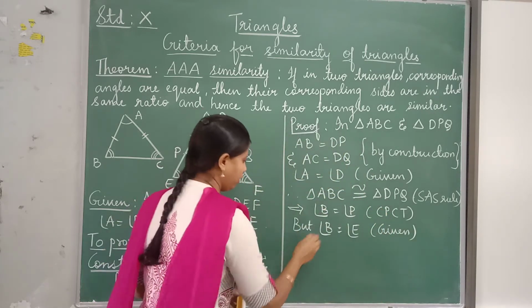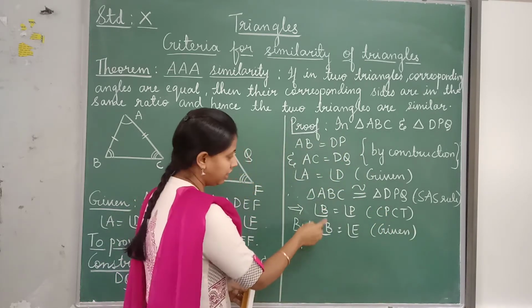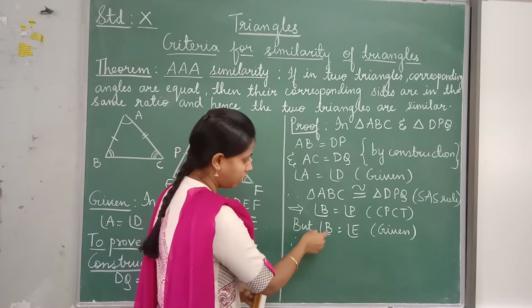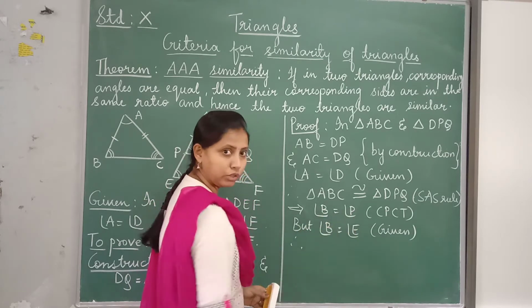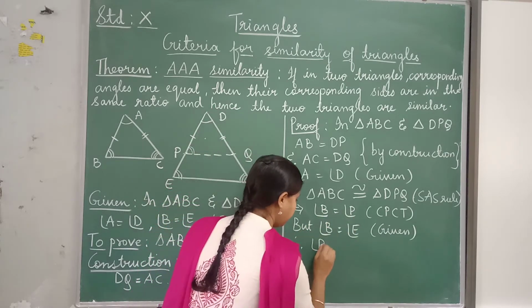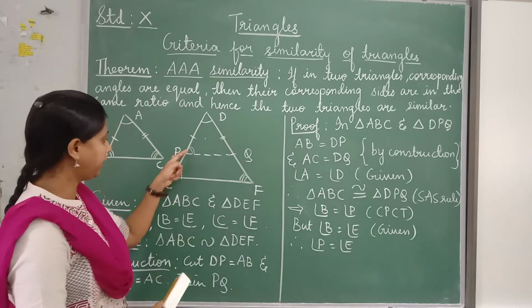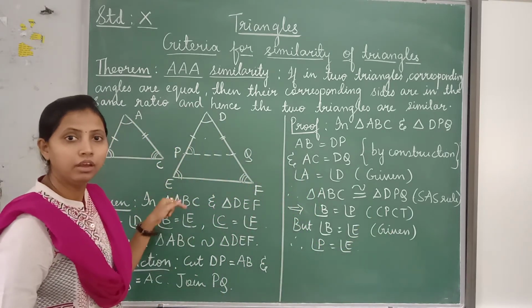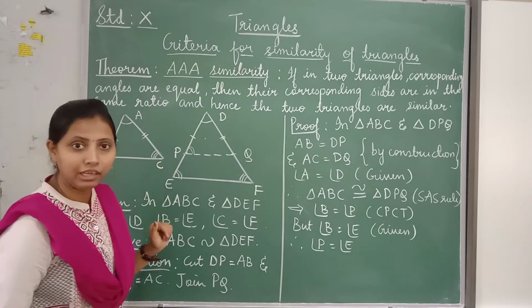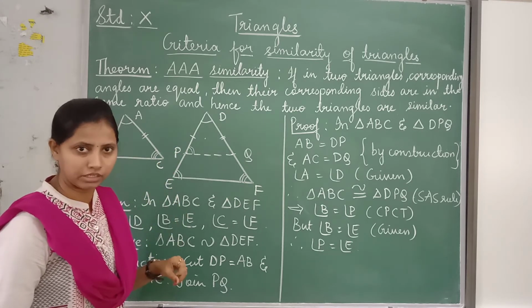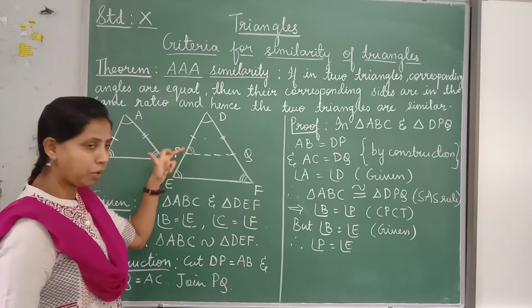So therefore from these two you can see LHS are equal. When LHS are equal, RHS are also equal. So therefore angle P is equal to angle E. Angle P is equal to angle E we got. Now these angle P and angle E are nothing but corresponding angles. Yes, they are corresponding angles.